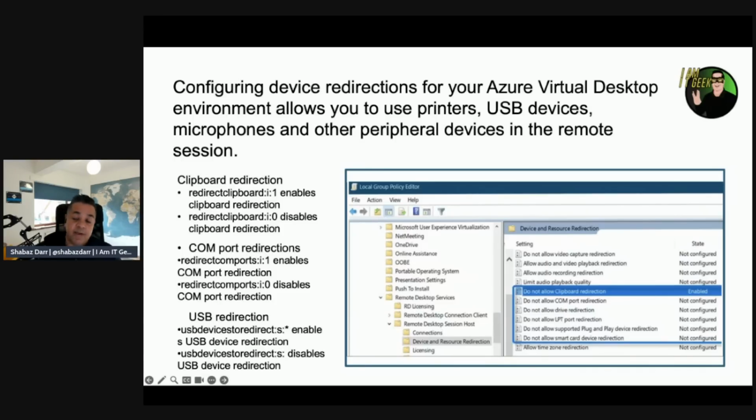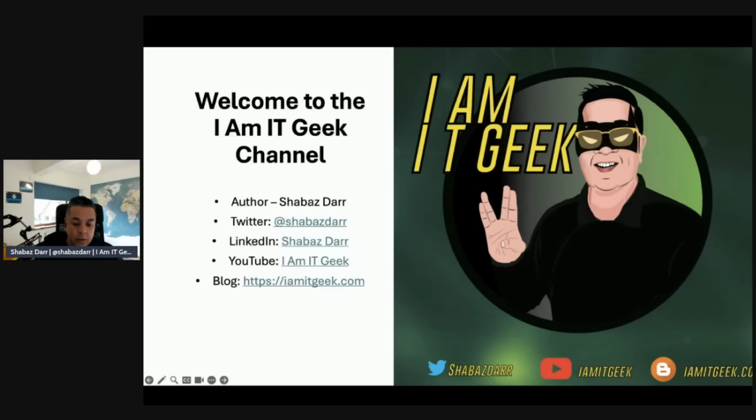This includes setting up device redirection, so you can use RDP properties and group policies for audio input and audio output. Audio input is obviously your mic redirection, audio output your speaker redirection. Then you've got camera redirection as well, clipboard redirection, COM port redirection, USB redirection, plug and play device redirection, local drive redirection, and printer redirection. We looked at all these in that demo, one of the previous episodes. We looked at it through the portal, but these are also available through group policy, as you can see in the image.